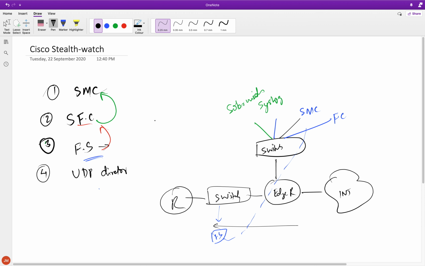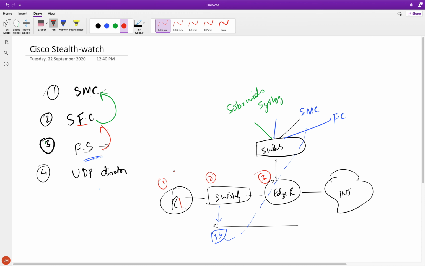So UDP director. Now imagine in such a scenario, you want to export the NetFlow from all three guys. Imagine you have 1, 2, and 3, so you have a router, a switch, and the edge router. You want to export NetFlow from all these three. Now, how would you do it normally? I would want to send not just NetFlow, I would probably want to send some syslogs as well. In a normal network, you send syslogs, you send some kind of NetFlow and all of that.